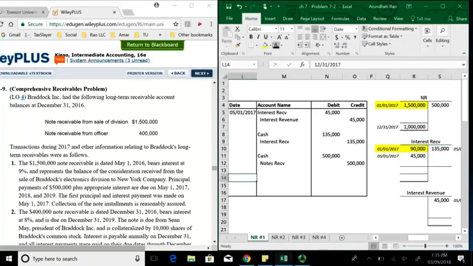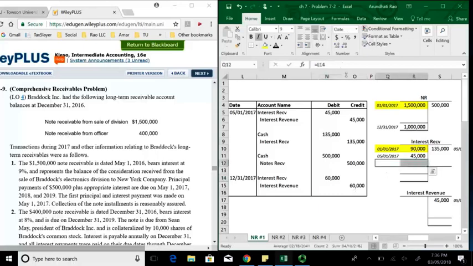Okay. Now, December 31st, I need to do another journal entry. This journal entry is going to be similar to what I did December 31st of 2016. It's an accrual entry. Interest receivable debit, interest revenue credit. On what amount am I going to do this accrual entry? On the 1 million. Okay, the $1 million times 9% times, again, how many months? 8 months, 8/12. Okay, so $1 million, the $1 million that's there, times 9% times 8/12 is $60,000.